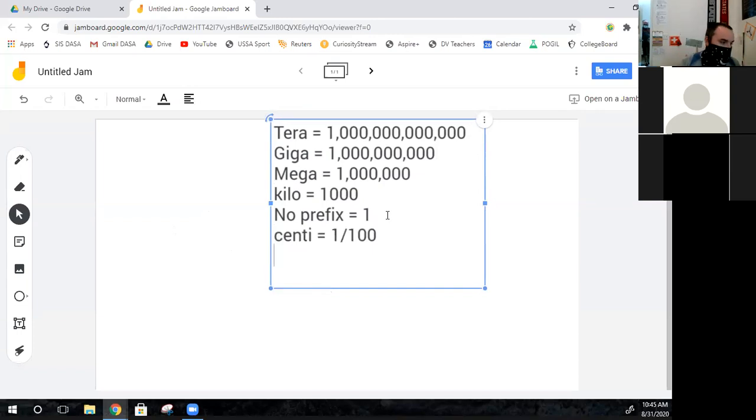Under centi, what can we use under centi? Millimeters or milligrams or milliliters. That is 1/1,000.